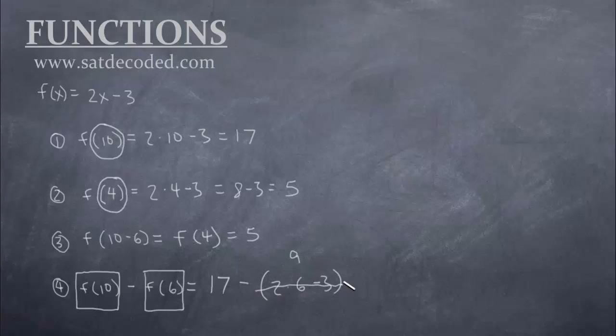I'm just going to cross this off. 17 minus 9 gives us 8. So f of 10 minus f of 6 is equal to 8. If you'll notice, this 8 is not equal to this 5 from the earlier question. So these two are different, right? That's what you gotta keep in mind. If you have parentheses, you gotta do the inside part of the parentheses first, but if you have 2 separate functions, you gotta do each function individually and then solve it again at the end. Okay?